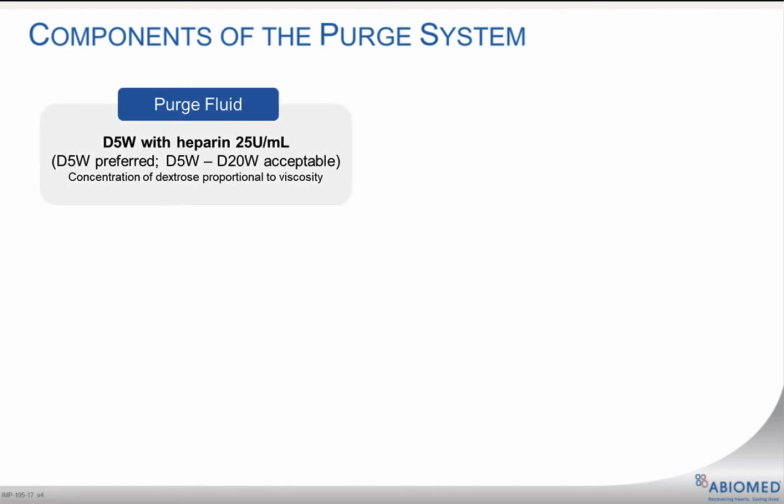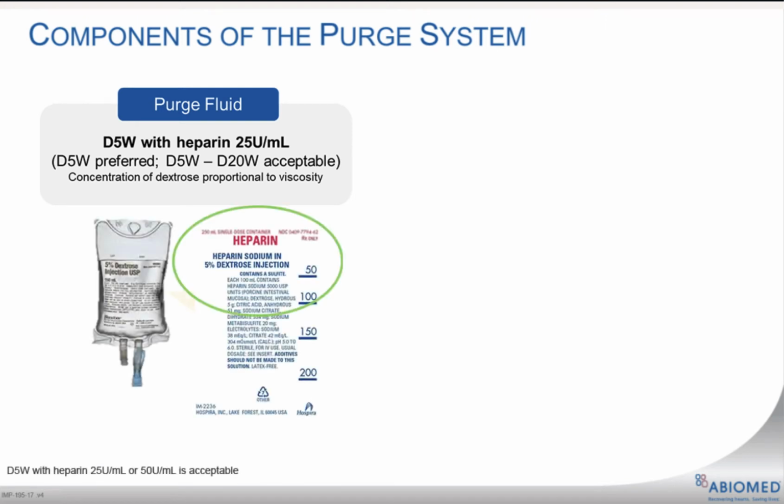There are two components to the Impella catheter PURGE system. The first is the PURGE fluid, preferably 5% dextrose in water with heparin. It provides the rinsing action that prevents blood from entering the motor. The dextrose concentration is proportional to the viscosity of the PURGE fluid. The lower the dextrose concentration, the lower the PURGE fluid viscosity. The higher the dextrose concentration, the higher the PURGE fluid viscosity.